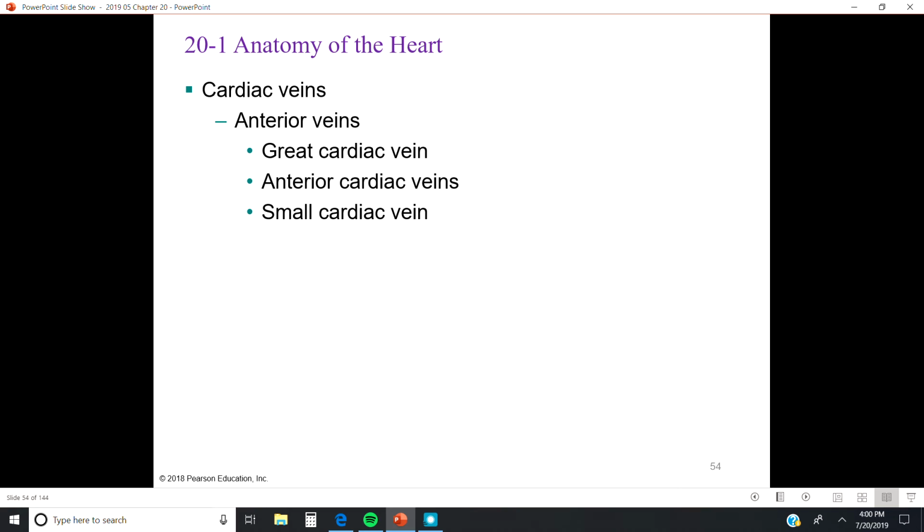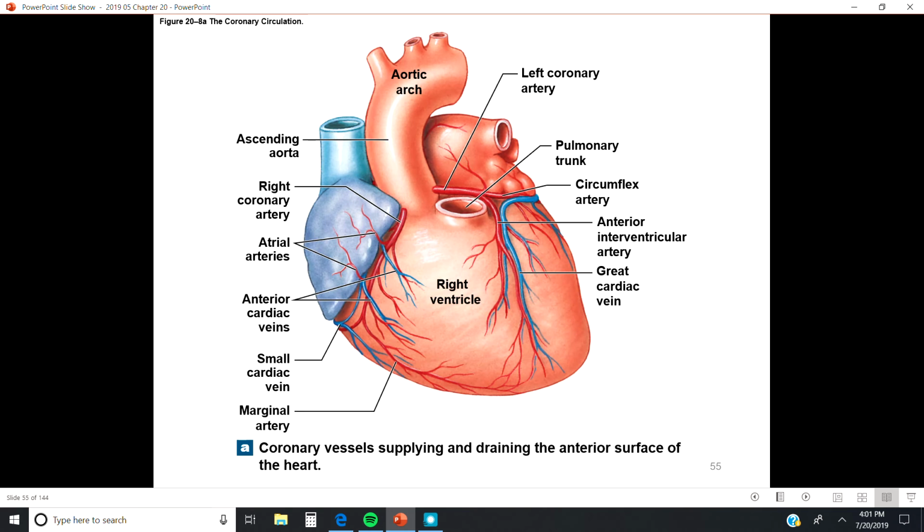Okay, let's finish up this lesson by looking at the cardiac veins. The veins are draining deoxygenated blood from the heart tissue. I'm going to break it down into anterior veins and posterior veins to make it easy. Usually I have my students in the lab look for these three veins, and I tell them to use the acronym GAS. We're going to see them on the front of the heart.